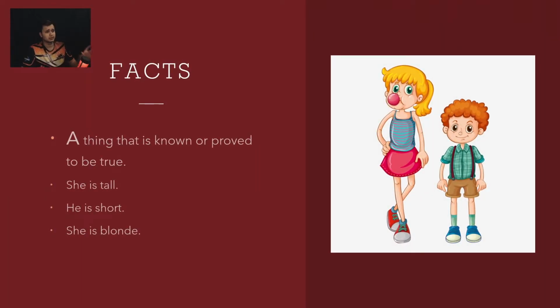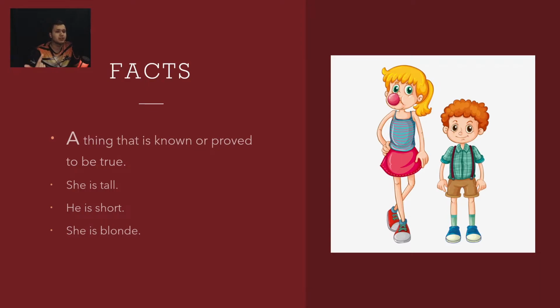And now we're going to see what a fact is. A fact is a thing that is known or proved to be true. As simple as that. It's something that we know is real, that has been proved to be real. We have an example here with this picture. We have the fact that she's tall. We can see it in the picture because the kid is shorter than her.